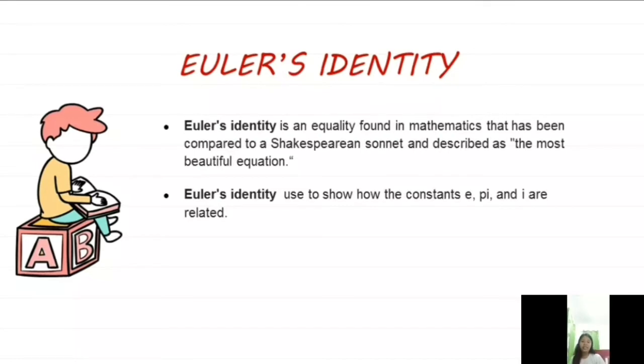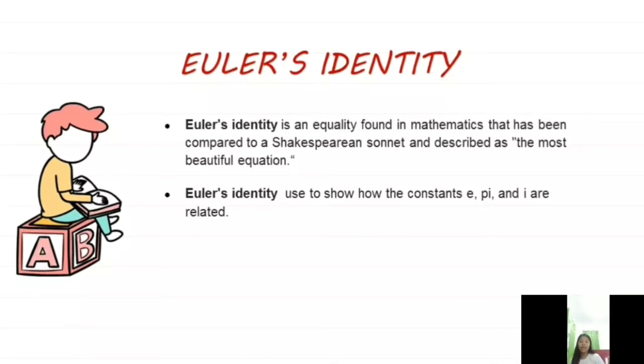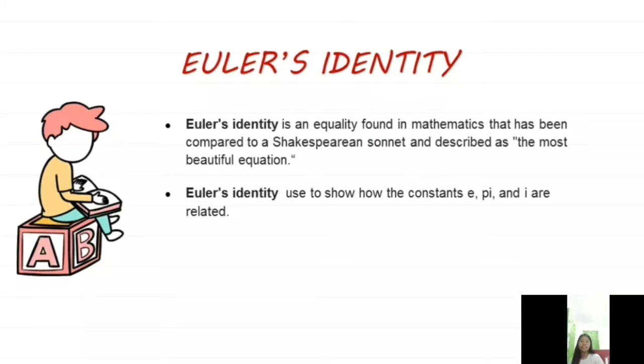Euler's identity is the most beautiful equation in mathematics because in one equation, there are 5 constants and 3 mathematical operations. The 5 constants are 0, 1, i, pi, and e. And the 3 mathematical operations used in the formula are exponentiation, addition, and multiplication.